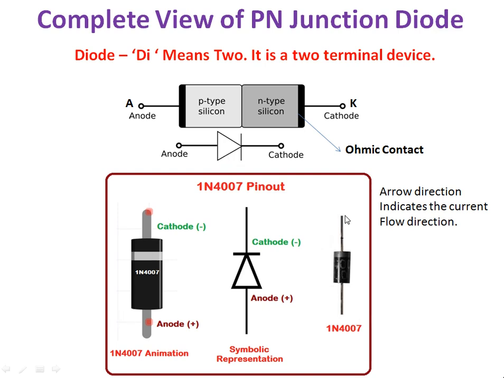So this is an actual representation of a diode. This white color band shows that this terminal is cathode and this terminal is anode. This contact is known as ohmic contact because it is a semiconducting material. This black color represents a metal. So both are meeting at this point. This contact is ohmic contact because you need to take the terminal from the diode. So that's why we have an ohmic contact.